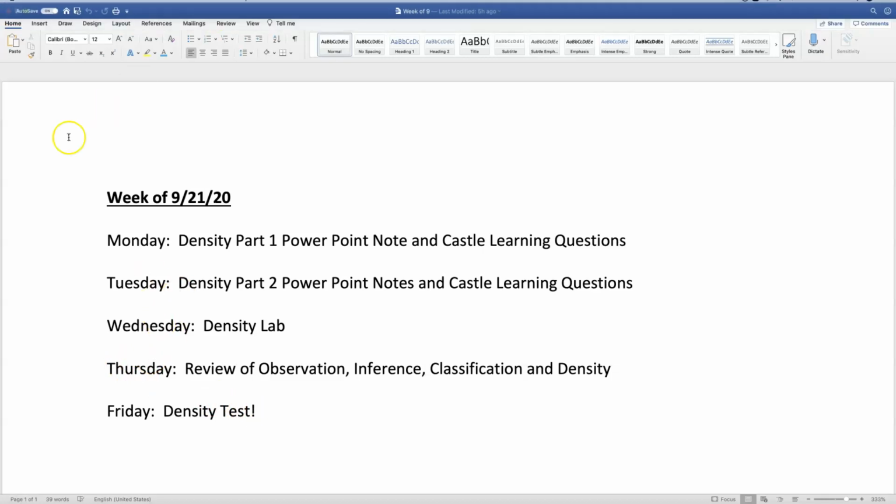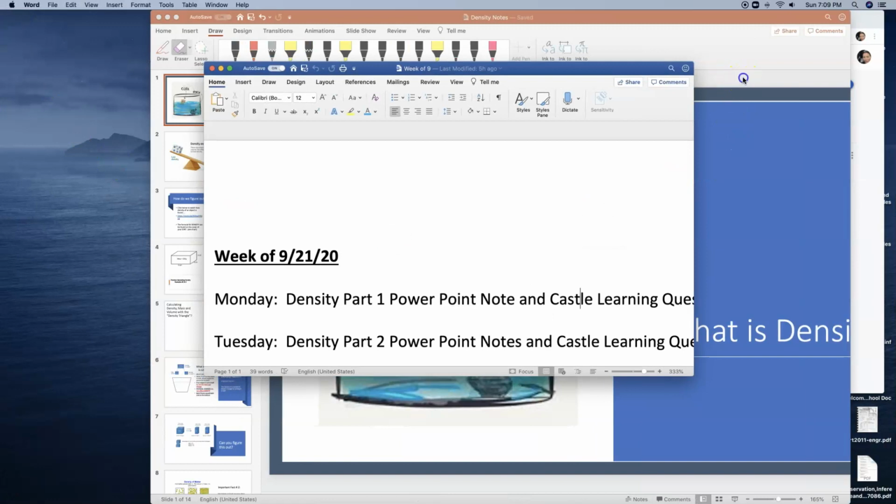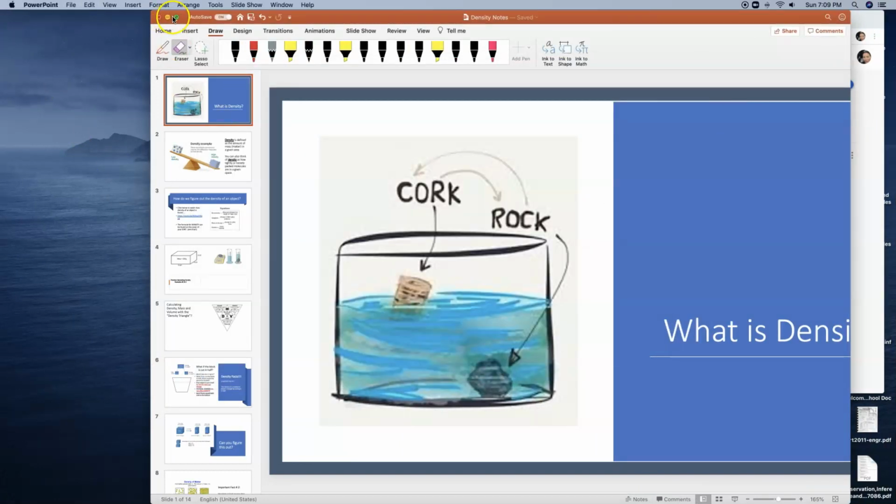So here's the deal. Today's lesson is going to be about density. So let's kind of get rid of that and bring up our PowerPoint and let's get to it.